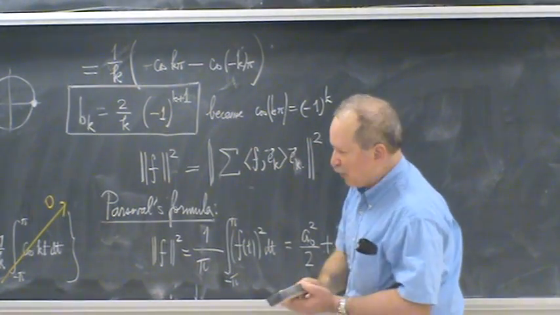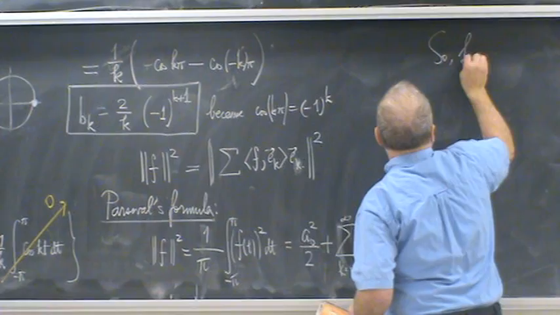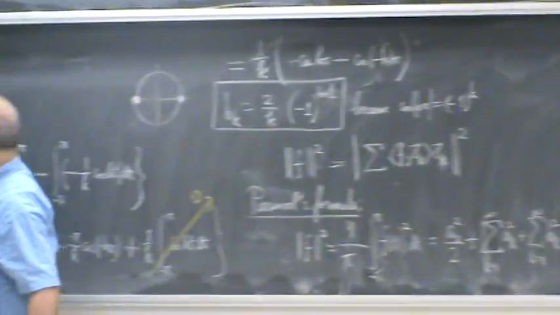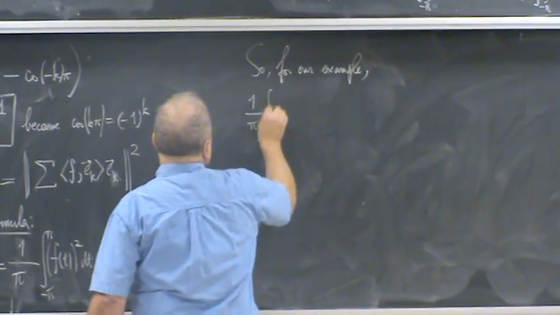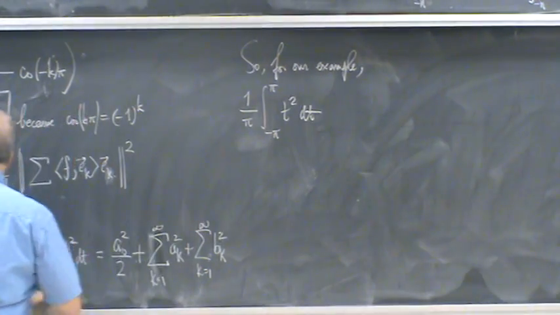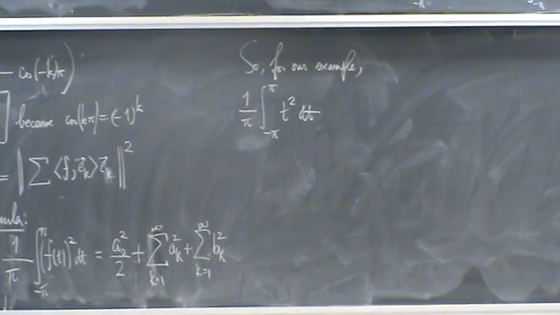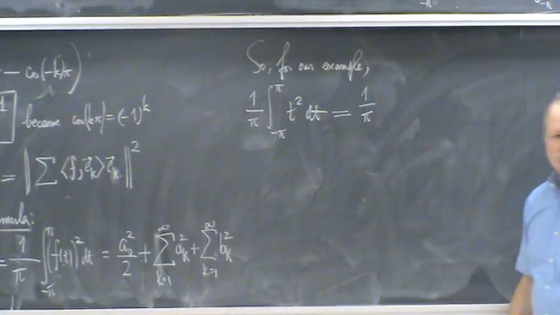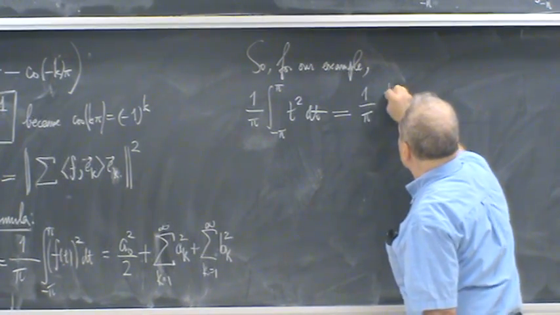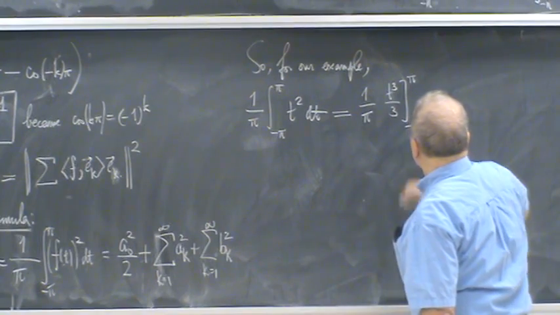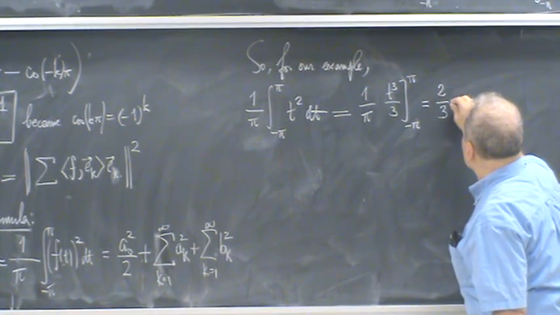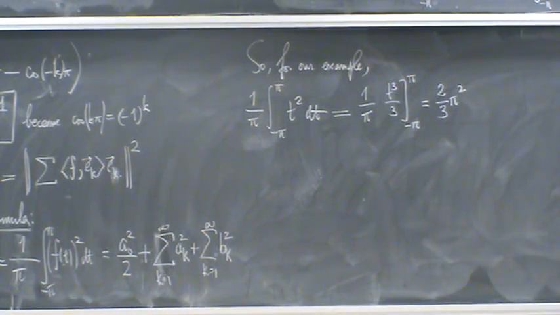So let's apply this for this example. Here all my a's are 0. So I'm supposed to have the integral of t squared. F is t, so I'm computing f dot f. So I integrate f times f. What's the integral of t squared? T cubed over 3. So when you plug that in at minus pi and pi, you'll get pi cubed over 3 minus minus pi cubed over 3, that's 2 pi cubed over 3. Then dividing by pi, 2 pi squared over 3. Did I do that right? Yeah.